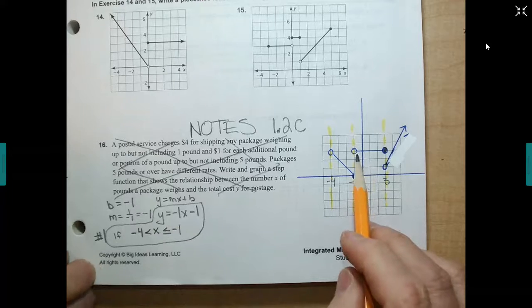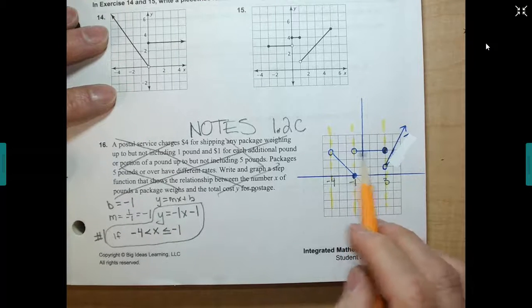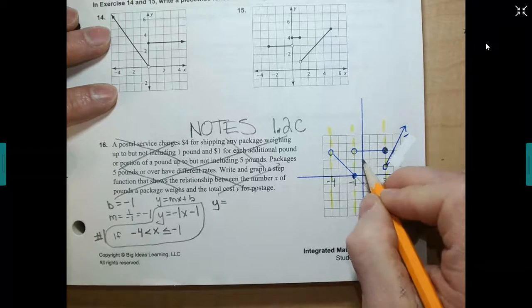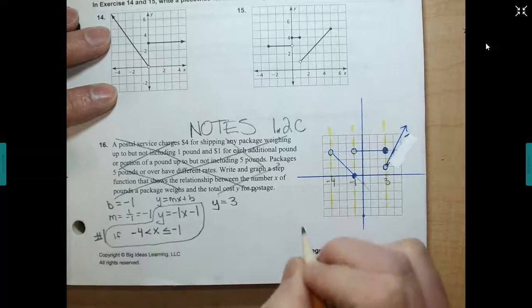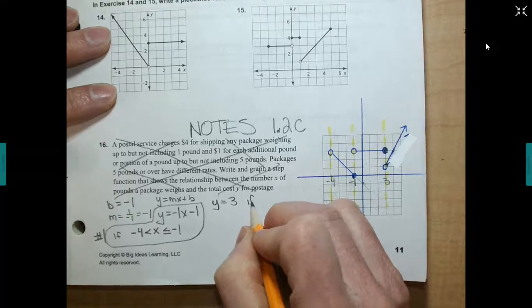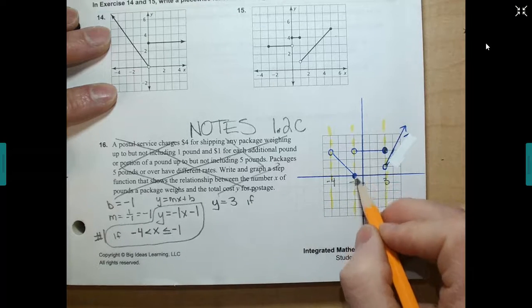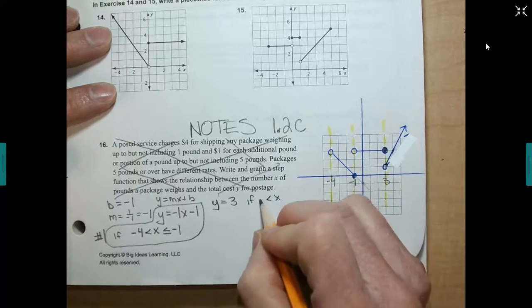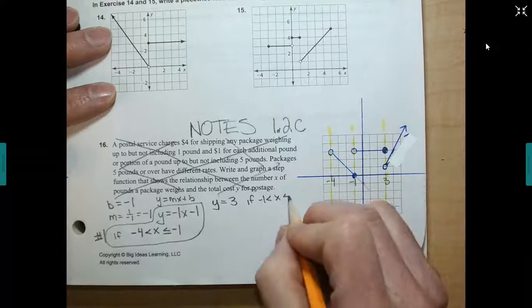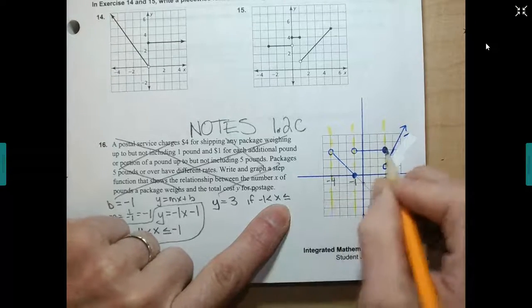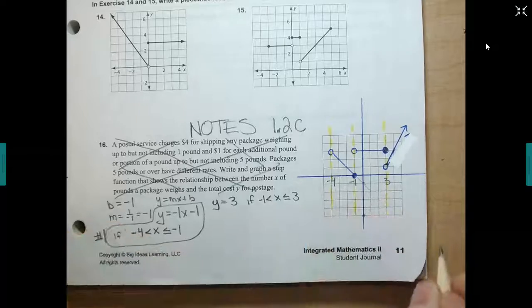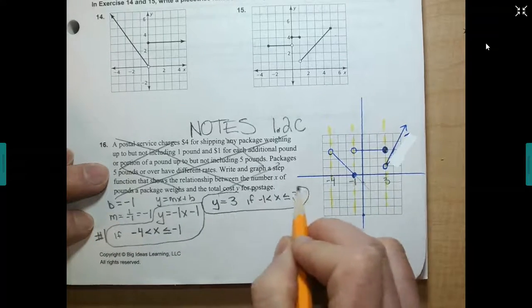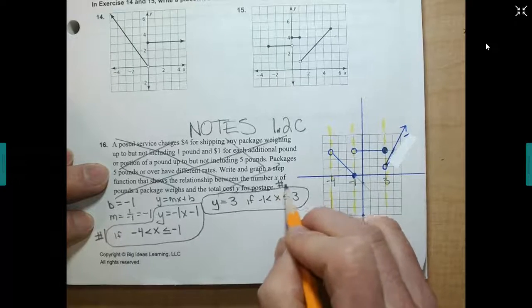Now let's look at number 2. Oh, great. It's a horizontal line. That makes it easier. So y equals 1, 2, 3. Y equals 3 if x is greater than -1 and less than or equal to, because it's shaded in, 3. Less than or equal to 3. There's my second function.